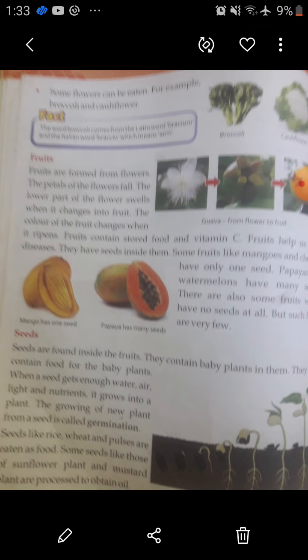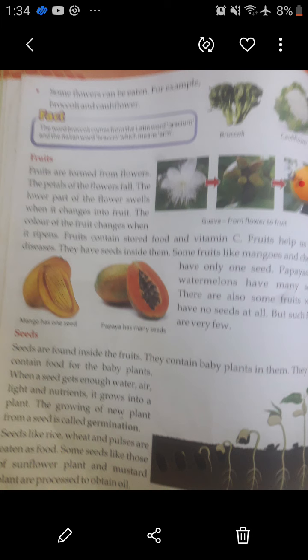Now fruits. Fruits are formed from the flowers, and the petals of the flowers fall. The lower part of the flower swells when it changes into fruit. The color of the fruit changes when it ripens. Fruits contain stored food and vitamin C. Fruits help us to fight disease. They have seeds inside them.